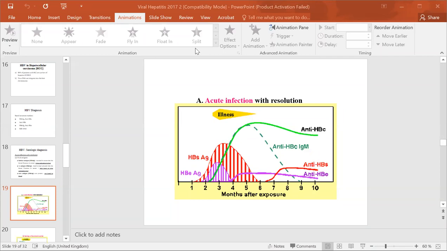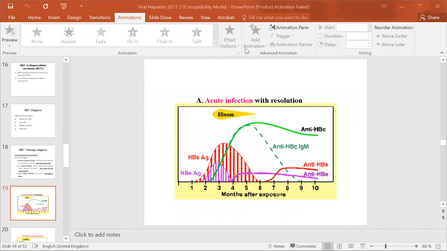Okay, that's good enough. So this is where it starts, the red is this surface antigen. It starts here about a month before you develop symptoms. You start producing surface antigen in your blood. And what happens? The amount increases, and then it disappears at around 6 months. Remember, this is acute infection with resolution. So when surface antigen disappears at 6 months, what happens?